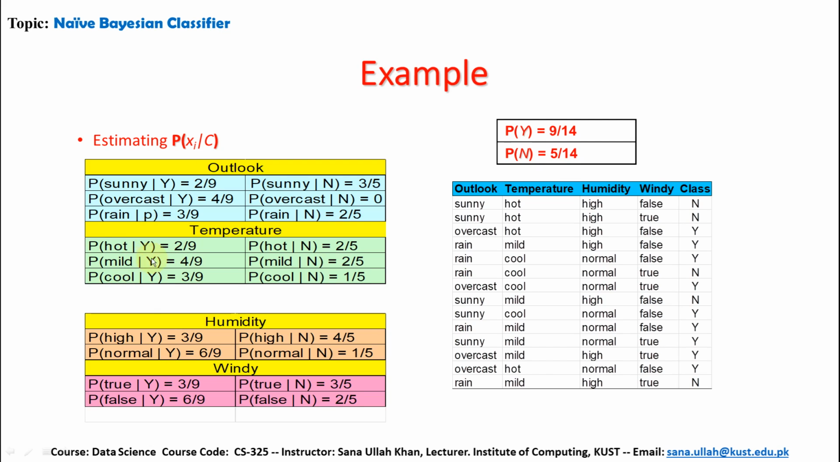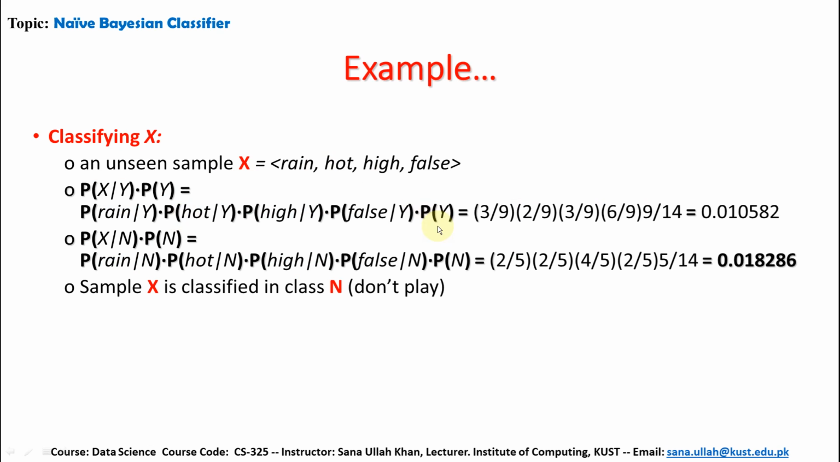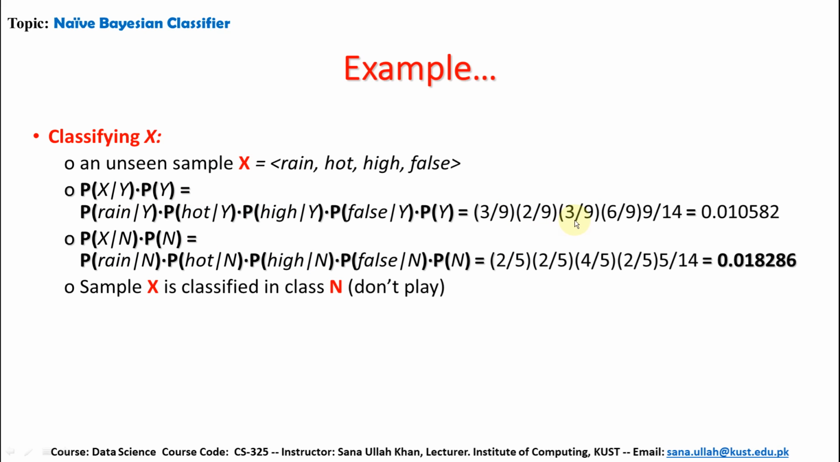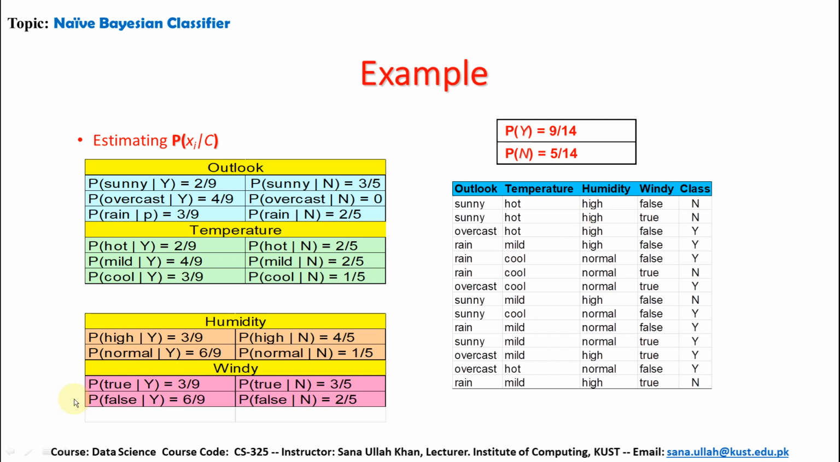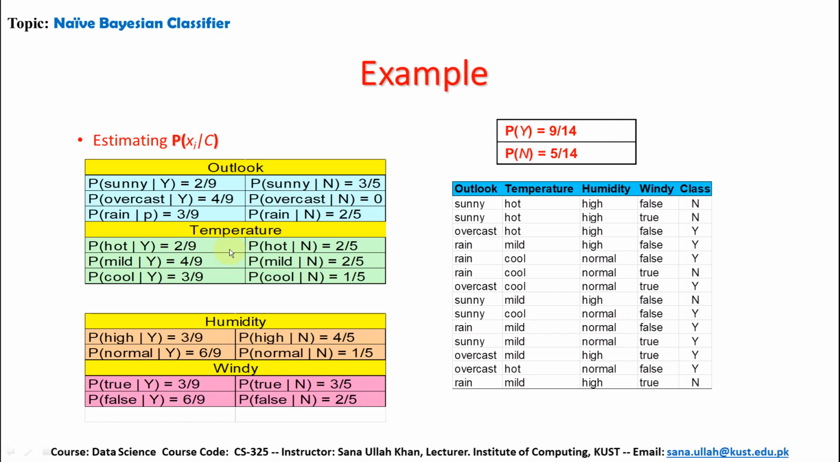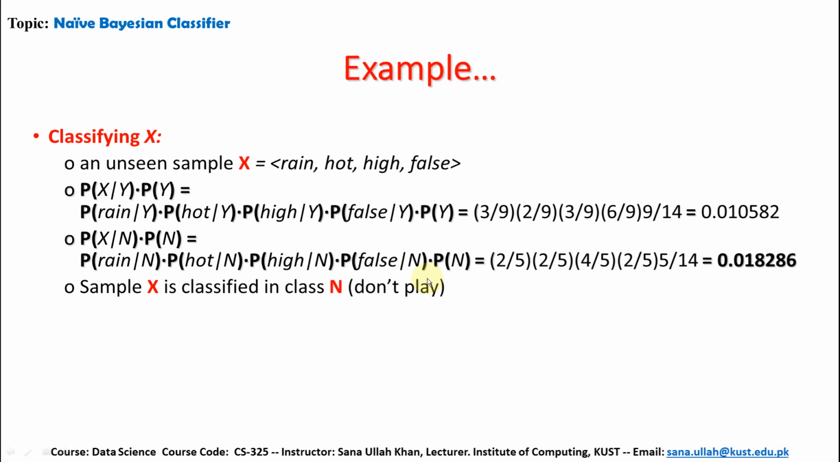Probability of rain given y is 3 by 9. Probability of hot given y is 2 by 9, already calculated. Probability of high given y is 3 by 9. Probability of false given y is 6 by 9. After calculating, multiplied by probability of y, which is 9 by 14, it gives this probability.